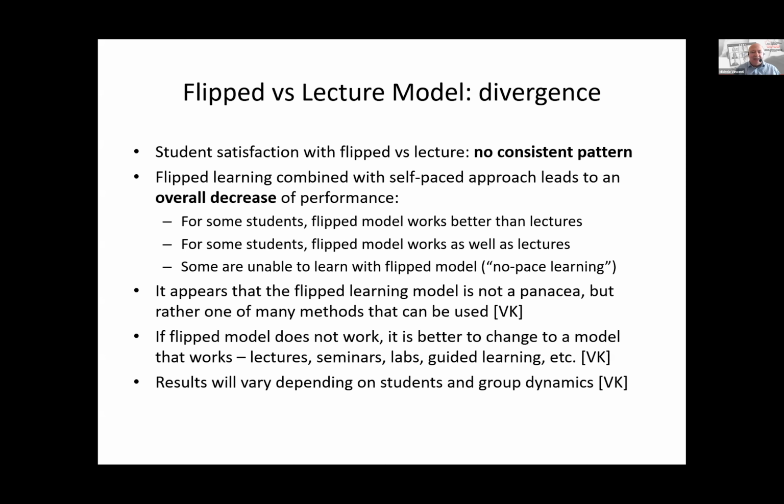At the end, they said that they found themselves at the crossroads. There are some pros, there are some cons. Also for us, we found very much the same thing. Student satisfaction with the flipped model has no consistent pattern because of the biases I just mentioned before. The flipped learning combined with the self-paced leads to an overall decrease in performance.